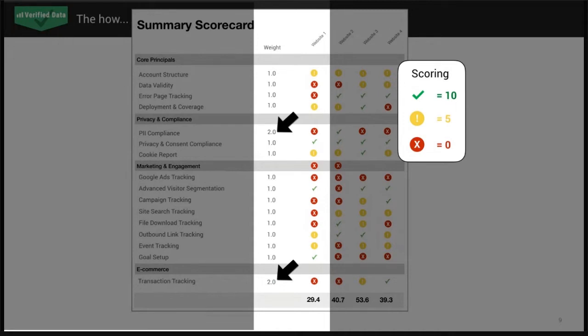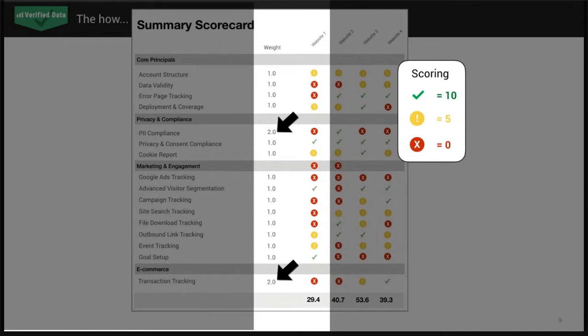The ones I've focused on here are PII compliance. That's the personal identifiable information. You really don't want that. That's got all sorts of implications for your business if you do that. So I've given that a higher weighting of 2. And also transaction tracking, just doubling that weighting, making it more important, because that's often the reason why e-commerce sites exist in the first place.